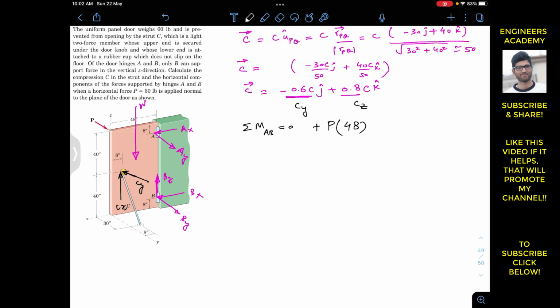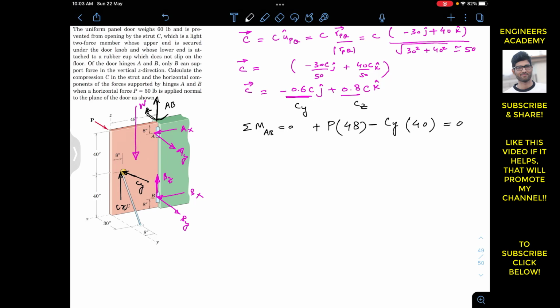And then CY is producing a moment about the AB axis in this direction. If we curl our right hand fingers, the thumb points in the negative AB direction. This means CY is producing a clockwise moment. So I will write CY, and the perpendicular distance of CY from the hinge axis is 48 minus 8, which is 40. So I will multiply this with 40, and this must be equal to 0.